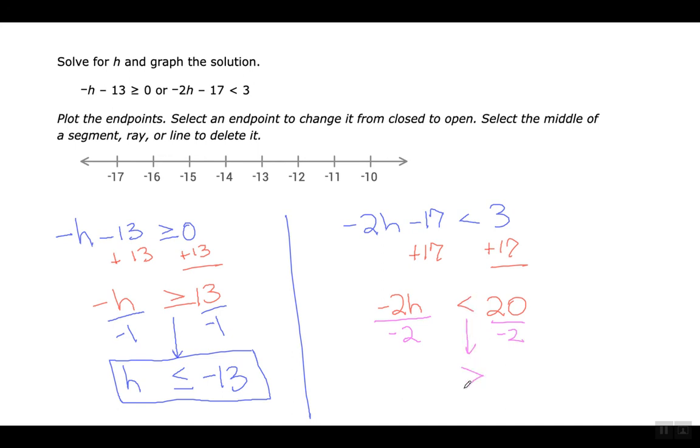So it's going to be that. And I'm going to have h greater than negative 10.